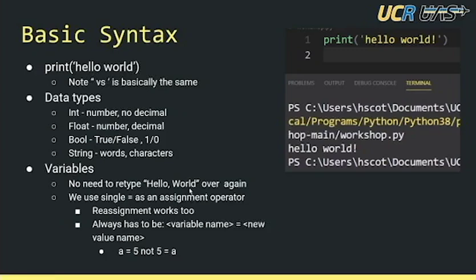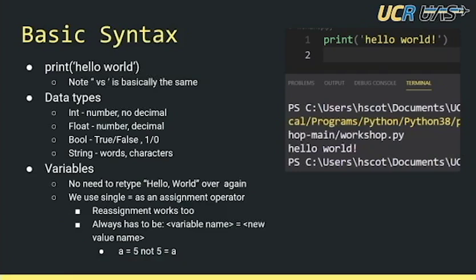All right. So some important rules about variables are we use the single equal sign as an assignment operator. So anything to the left of the equal sign is the variable, and the right of the equal sign is what we're assigning to that variable.